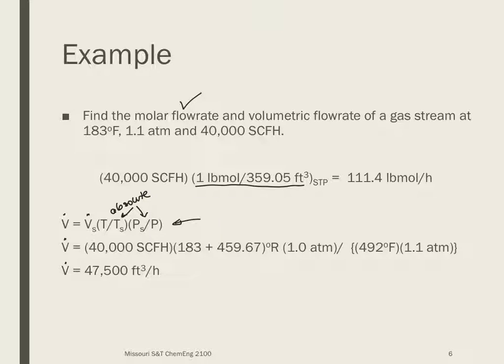Both the temperatures and the pressures. This is 183 degrees Fahrenheit. I add to that 459.67 to turn it into degrees Rankine. The pressure is given as 1.1 atmosphere. We will assume that that is absolute, but this is indeed an assumption. Okay. Plugging those numbers in, I find that the volumetric flow rate is 47,500 cubic feet per hour. And so I have now found the volumetric flow rate.